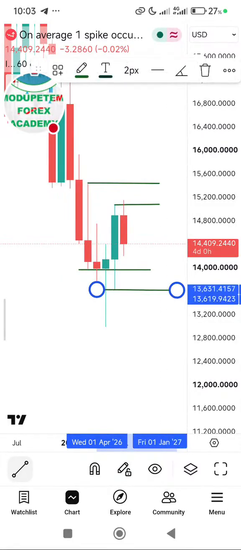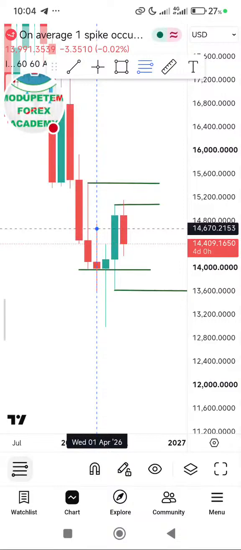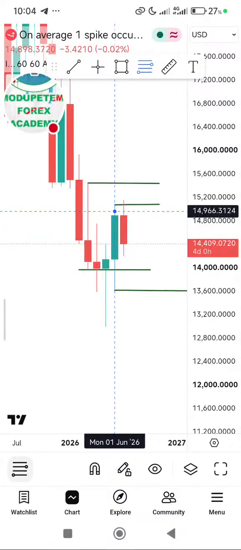They should take out the low of 50% of that range. So what I will now do is that I will now carry my Fibonacci and measure the range of this CRT candle.